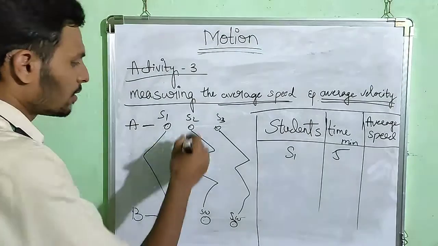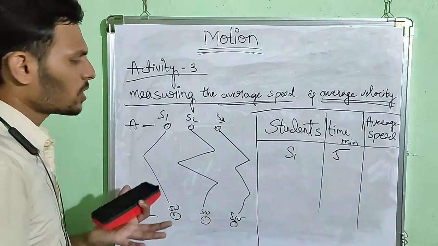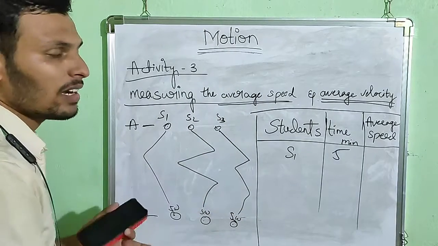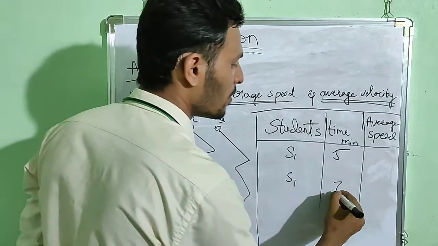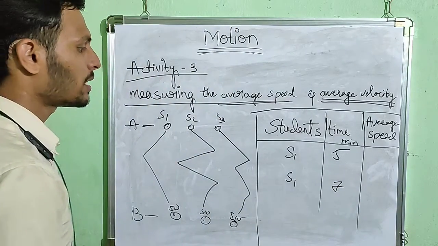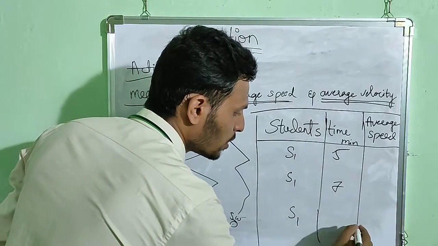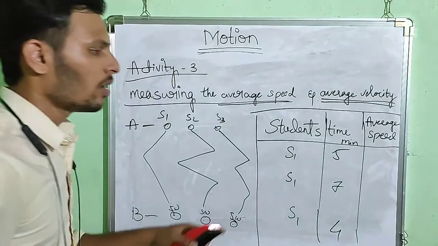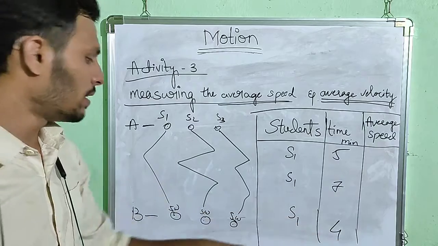The students are travelling in zigzag with no direction. Speed has no direction, so they are dispersing, travelling in different directions. Let us say student 2 has taken 7 minutes, and student 3 has taken some 4 minutes or something. These are the times noted by these students.